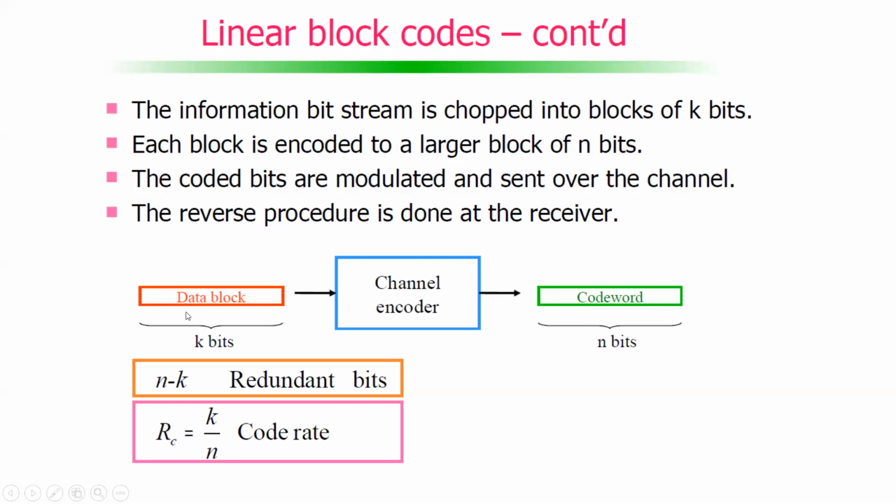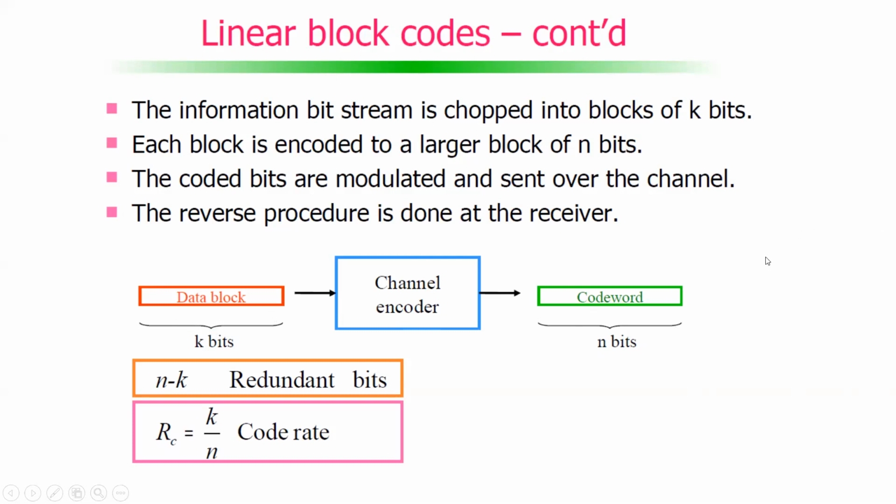How many message bits are there? K bits are there. K are the message bits. So how many possible combinations of messages are there? 2 raised to the power k. How many possible combinations of code words are there? 2 raised to the power n. Obviously, when n is greater than k, 2 raised to the power n will be more as compared to 2 raised to the power k.